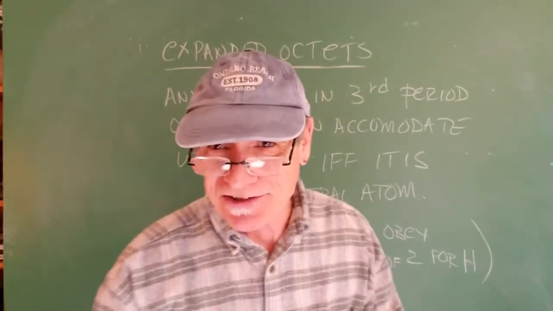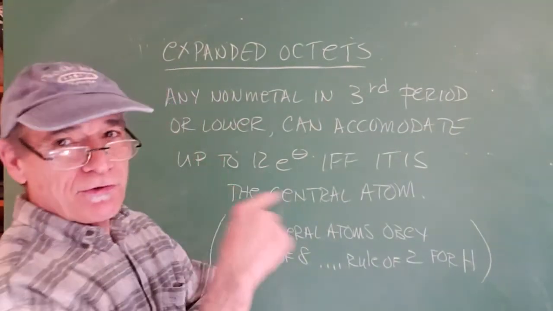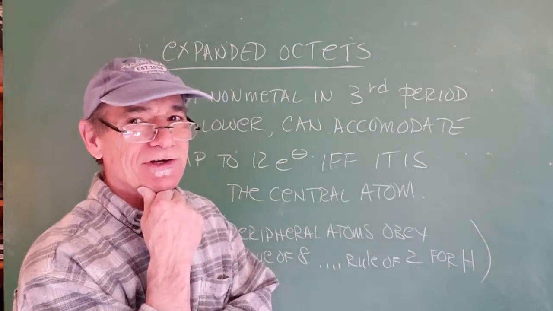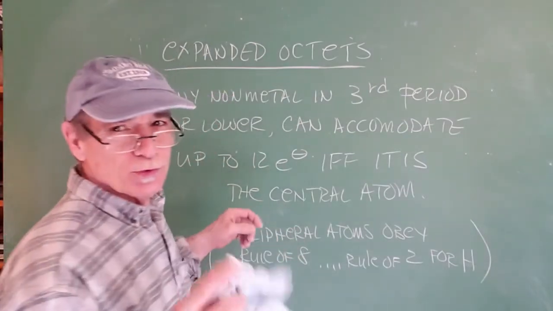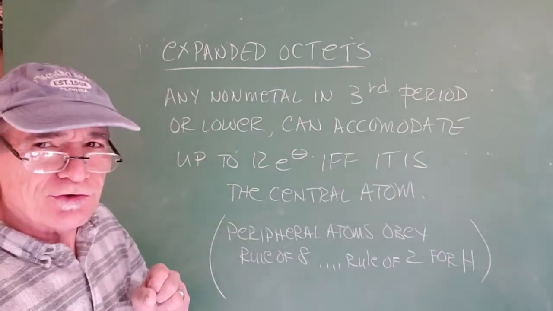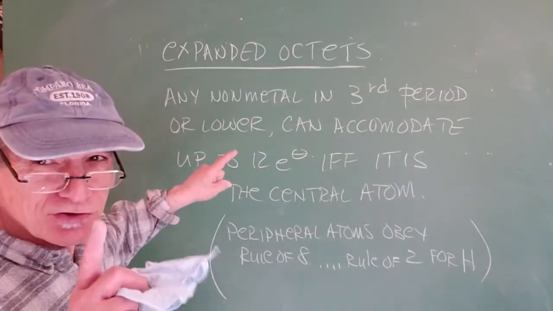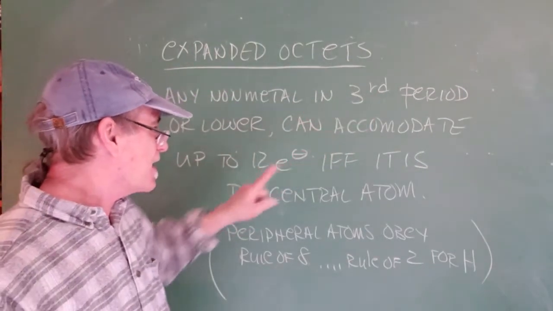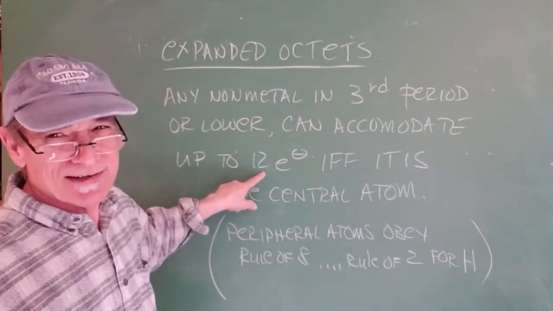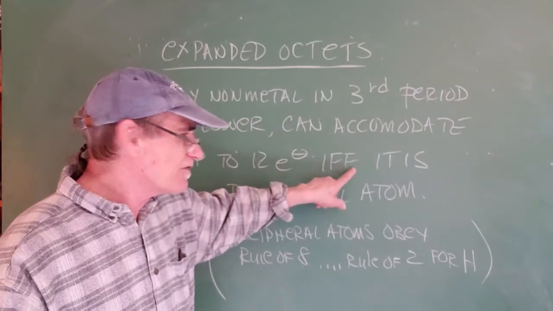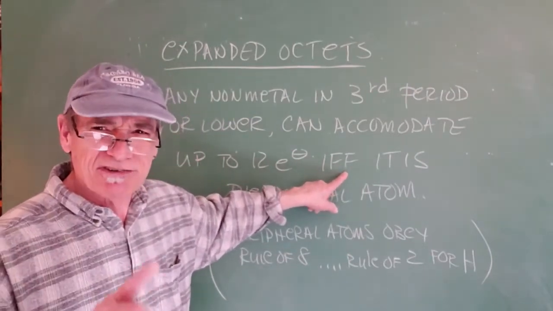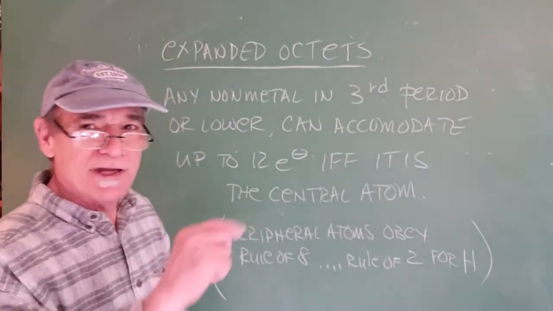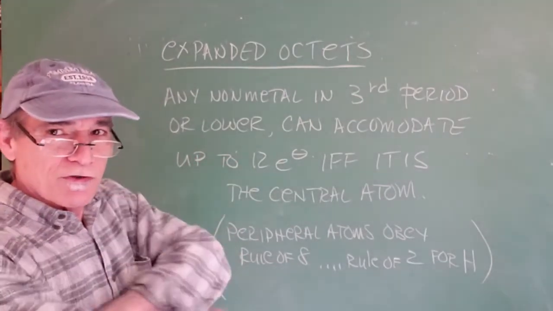Okay, expanded octets. It turns out, like I said, that if an element's in the third row of the periodic table, that means that it's out into the 3d subshell. It can actually accommodate up to 18 electrons, but it turns out it doesn't reach that. And here's the rule for expanded octets. We can draw Lewis structures that sure enough have more than 8 electrons around atoms, but there are certain conditions that have to be met. Any nonmetal in the third period or lower can accommodate up to 12 electrons, not 18, it maxes out at 12, if and only if, and that symbol is IFF, it is the central atom, the one in the middle. So the one in the middle can accommodate up to 12 electrons if it's in the third period or lower on the periodic table.